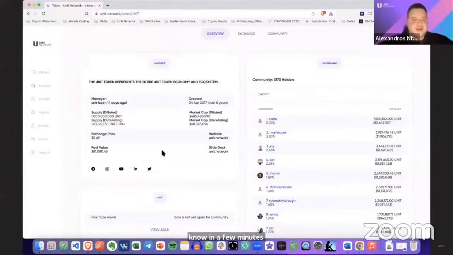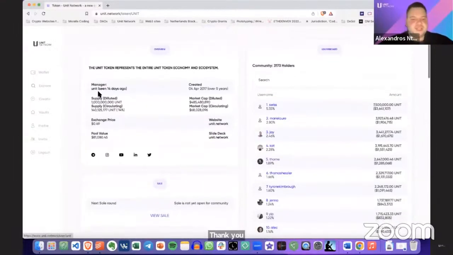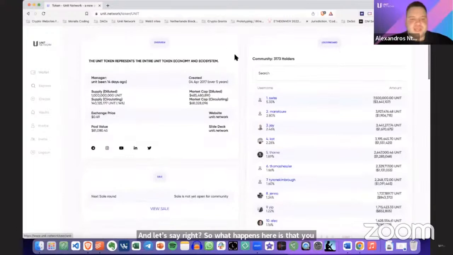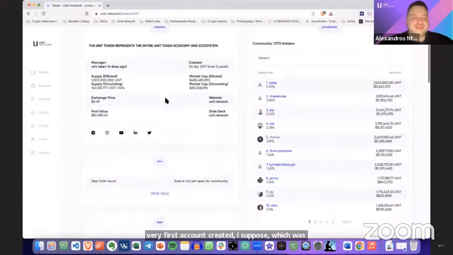No worries. So here you can see the unit token, right? And you can see everything here. This is quite interesting for you as well when you would like to create your own token. What happens here is that you have the manager, unit in this case, which was the very first account created, I suppose, 5 years ago on April 4th, 2017.